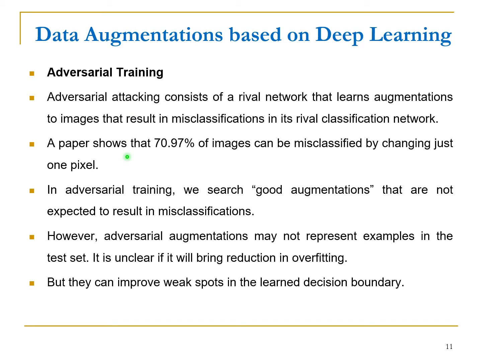Okay, but we can use this adversarial attacking phenomenon to our advantage. We can perform the adversarial attacking on our data, and we can see which augmentations are good. If augmentations are not expected to result in misclassifications, they are good augmentations and we can use them to augment our data. Otherwise, if they are resulting in misclassifications, we can leave out those augmentations. However, this method is applicable on the training set, not on the test set. It is not clear if it will bring reduction in overfitting. Still, they can improve weak spots in the learned decision boundary.